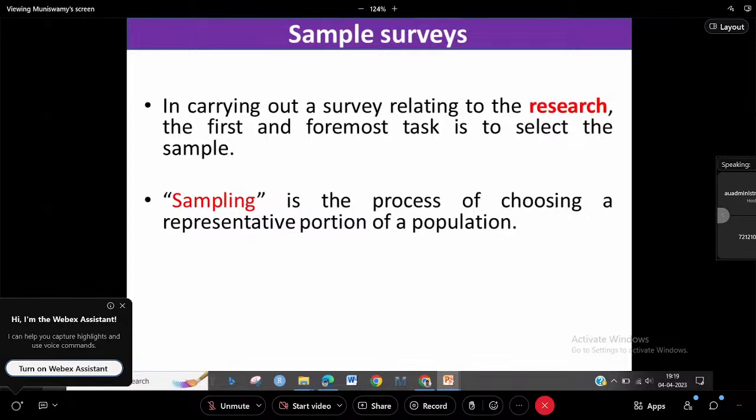Why sample surveys? Suppose you see in defense, or in our human body, nearly 3 to 4 liters of blood is there. Suppose a pathologist wants to confirm your blood group, whether A, B, A positive, O positive, or negative. To test the blood group, the pathologist may take the entire blood in a bucket and send it to the laboratory. No, it is not possible.